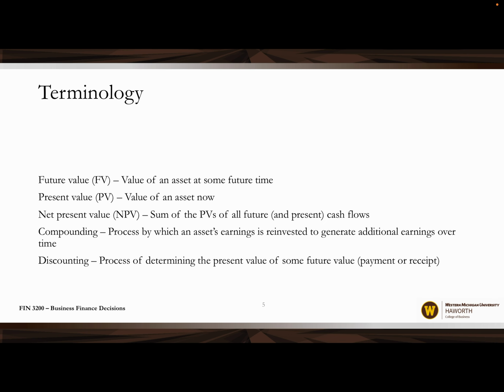Yeah, some terminology we have. You saw the formula before. This formula, you're gonna see it again real soon. But future value is just the value of an asset at some future time. So any cash flow that occurs in the future we'll just call future value. Okay? So let's say if there's something here, we'll just call this future value. Present value is a value of an asset right now, so it's usually in time zero, but it doesn't have to be in time zero.